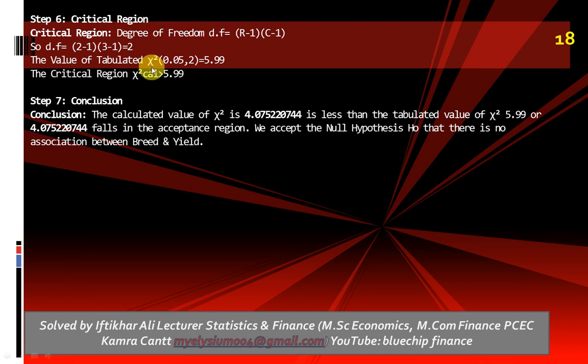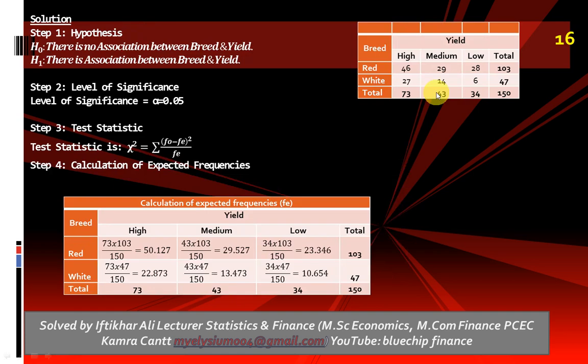A lot of times I have explained that we need only two things, one is the degree of freedom and the second one is the level of significance. For level of significance 0.05, the degree of freedom is row minus 1 multiplied by column minus 1. So there are 3 columns excluding total and 2 rows. So 2 minus 1 multiplied by 3 minus 1.